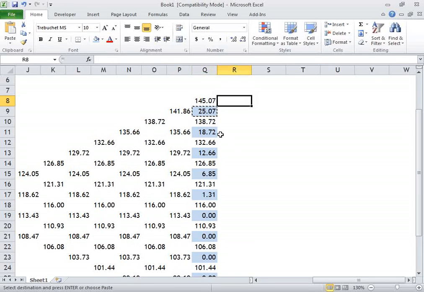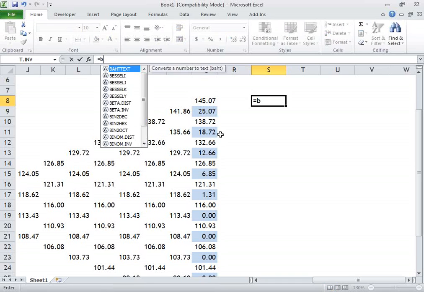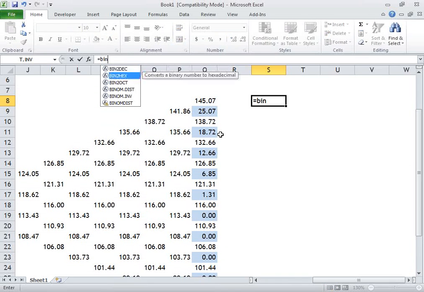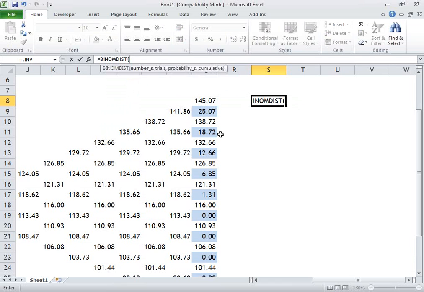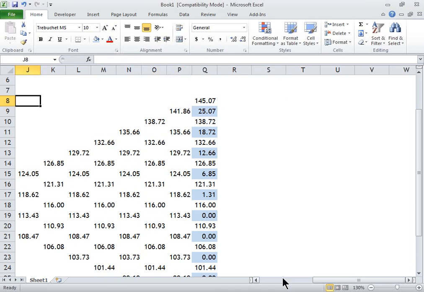I can use just a simple binomial distribution in Excel. The number of trials n is 10, and then the number of successes, which I'll do just after I've calculated the probabilities.